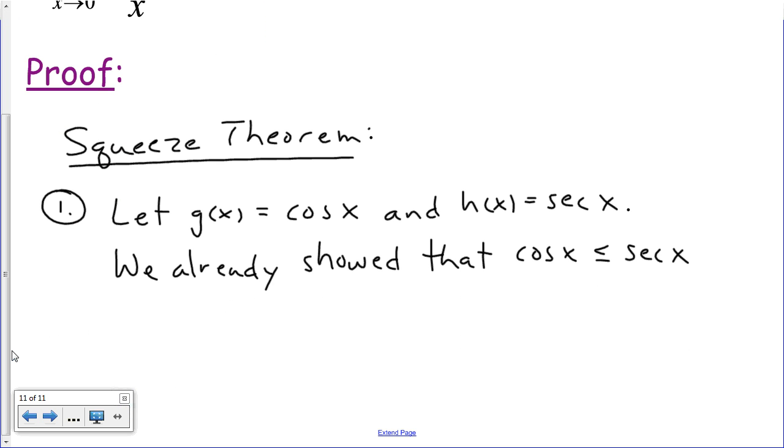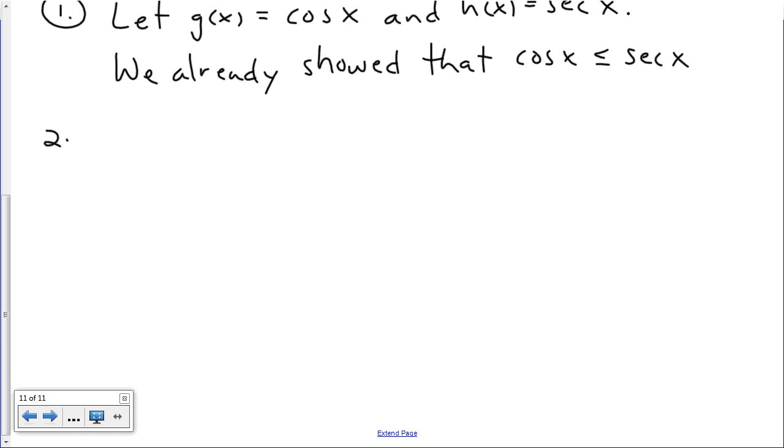All right, the second condition is about the limit. It is the limit as x goes to 0 of the cosine function. As x gets closer and closer to 0, cosine is crossing the y-axis up at 1. So the limit of that function is 1. Cosine of 0 is equal to 1.